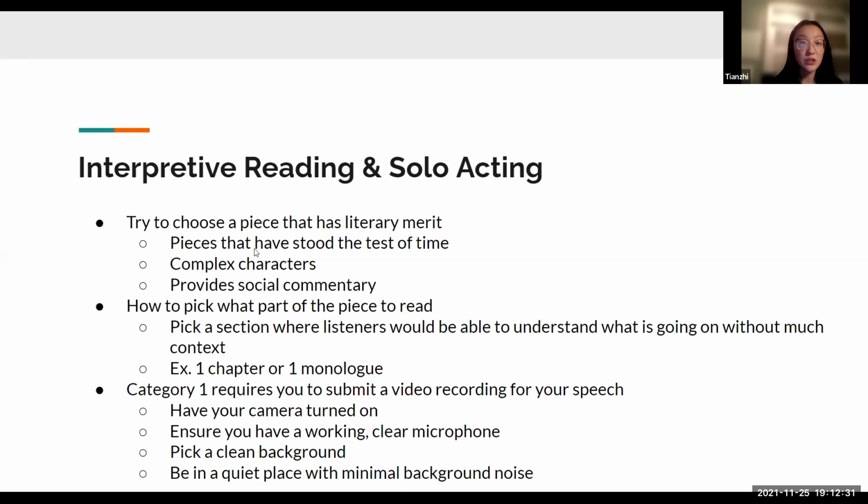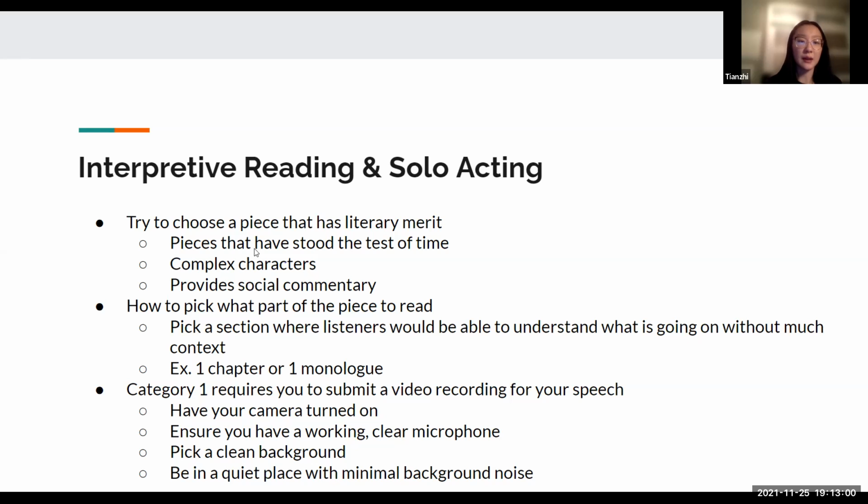And this is what I was mentioning before on choosing something. So for interpretive reading, you're allowed to choose a novel, a short story, or poetry. But again, try to choose something that has literary merit. And what I mean by literary merit is basically by choosing pieces that have stood the test of time. So you might have heard the term classics in literature. A lot of the times, classics have tons of literary merit.